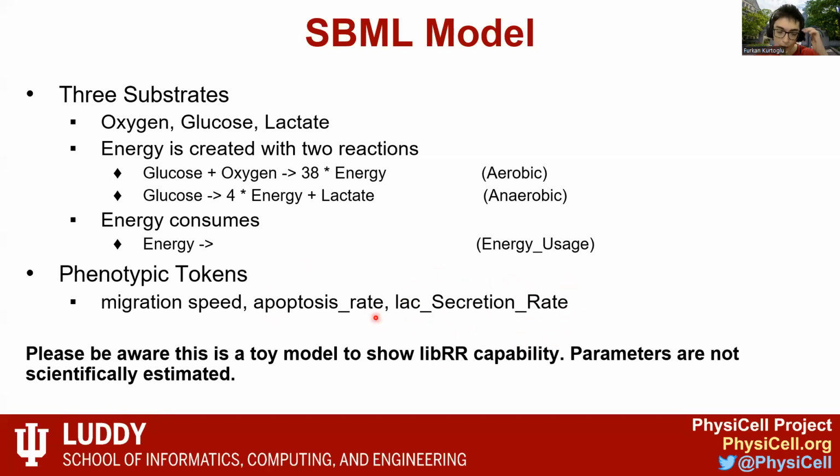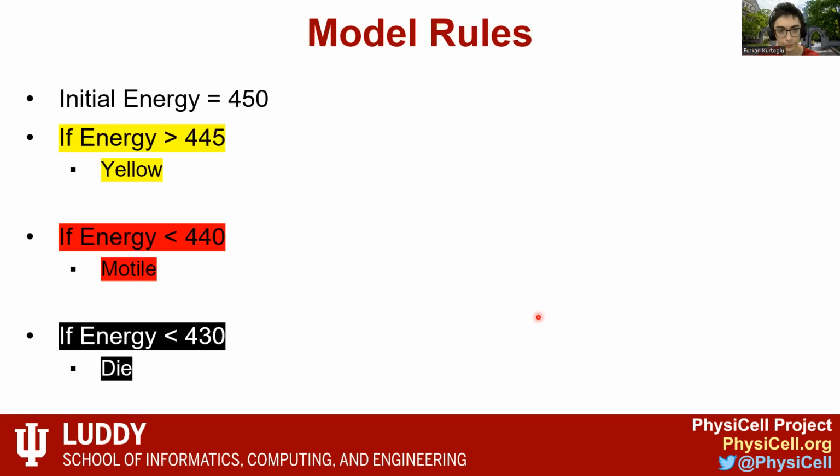We will use phenotypic tokens to change the migration speed, apoptosis rate, and lactate secretion rate. The migration speed is based on how much oxygen is present. The apoptosis rate is based on the energy level, and the lactate secretion rate is calculated based on the intracellular lactate concentration. Please be aware that this is a toy model, so the parameters are not scientifically estimated. It is more to represent the behavior and the integration.